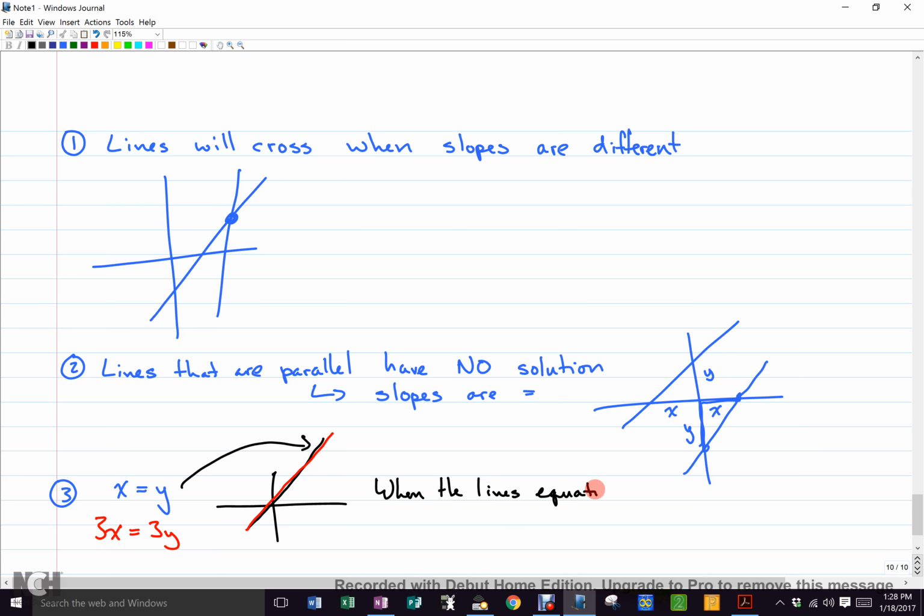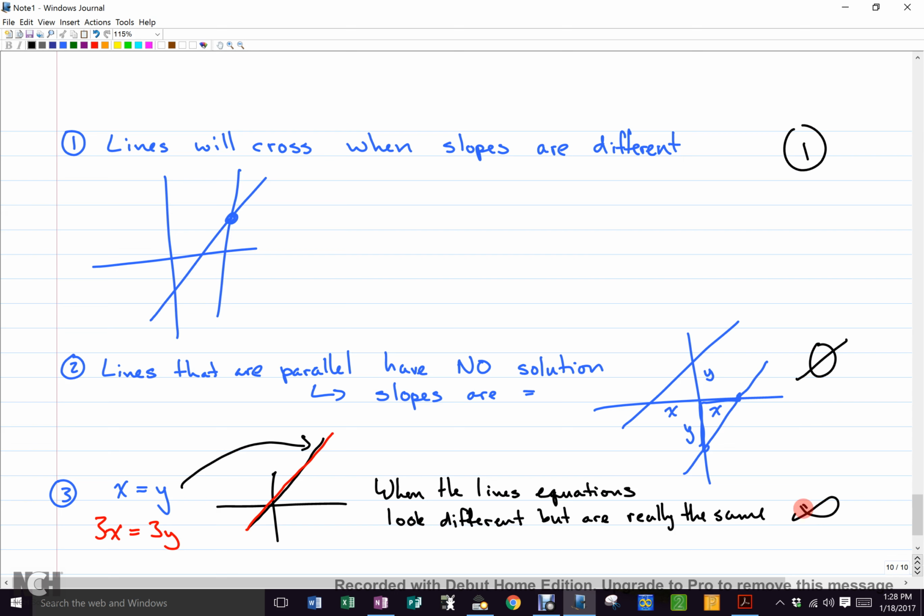equations look different, but are really the same. Then we have infinite. So it's 1, 0, or infinite solutions. Everybody good? No new concepts yet, yes? And we've done all this stuff already. Just giving it new names. Everybody cool?